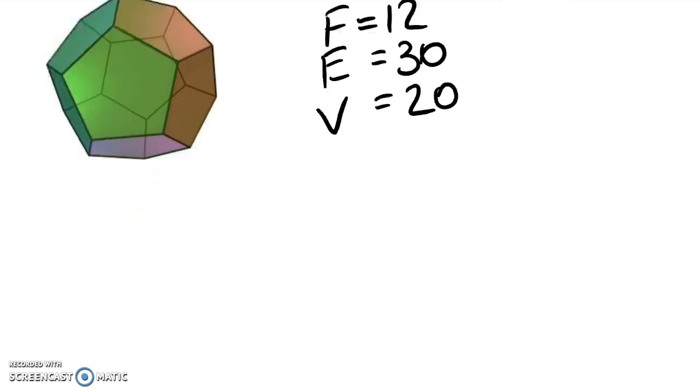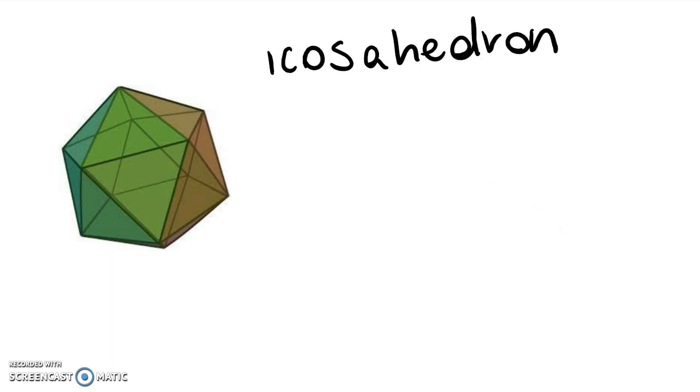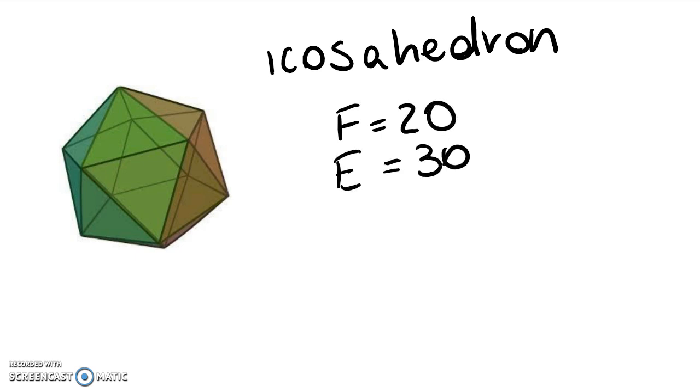Next, and finally, the 5th of our 5 regular polyhedra, this is an icosahedron. Icosa, that's for 20, so we have 20 faces. We have 30 edges and 12 vertices. So that's our icosahedron, so that's all of our regular polyhedra.